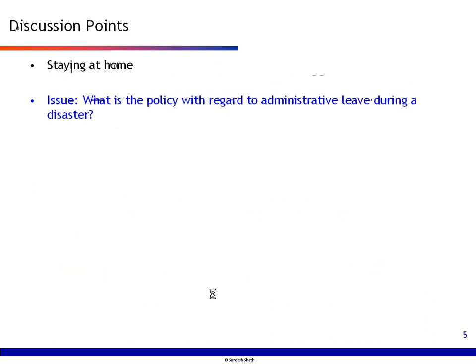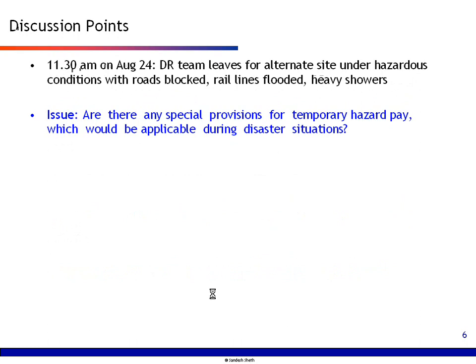Some of the employees were asked to stay at home. Question: what is the policy with regard to administrative leave during a disaster? In this case, the employees are not staying at home voluntarily. They have been asked to. So what kind of leave? The DR team has left for the alternate site at 11:30 a.m. This is a hazardous condition. Question is, are there any special provisions for temporary hazard pay which would be applicable during disaster situations?